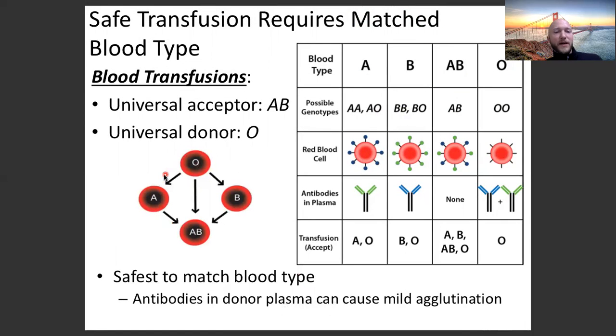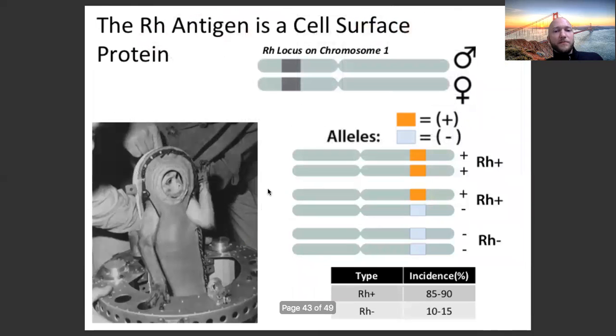Right here is a little graph. O can be given to A or B or AB. A can be given to A or AB. B can be given to B or AB. And then AB can receive from all the others. Safest to match the blood type perfectly.